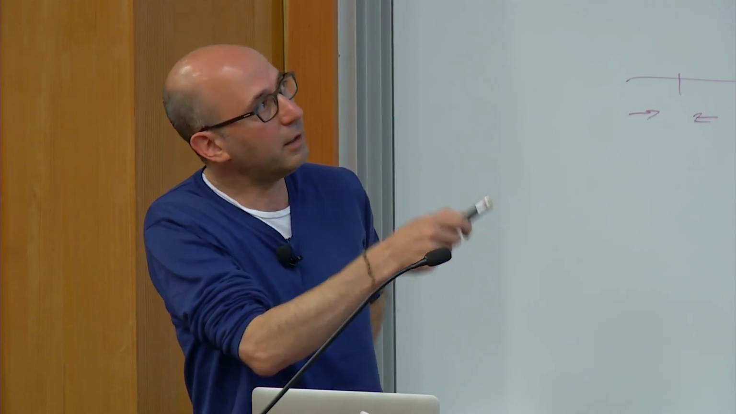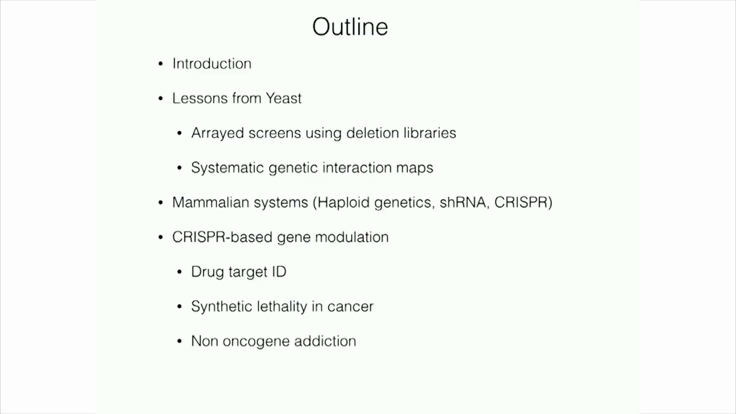And this is a tool for mapping out gene function, and talk about a few of the successes in that approach. And then I'm going to go now to mammalian systems, introduce different approaches for doing systematic genetic analysis in mammalian cells, in particular haploid genetics, very briefly on shRNA, or RNAi-based approaches, and then much more time on CRISPR-based gene modulation, and talk about applications to gene target identification, synthetic lethality in cancer, and then also mapping out something we call non-oncogene addictions in cancer. So with that, I'll start and say, are there any questions before I jump in?